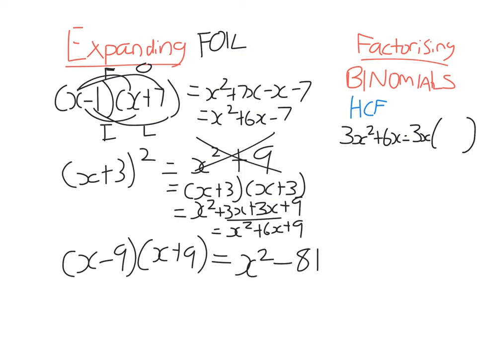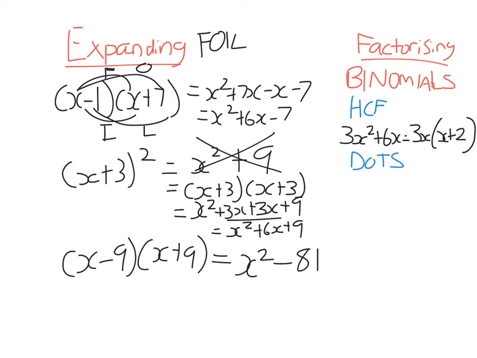So 3x squared divided by 3x just leaves x. So then we do the same for the next term. We take 6x and divide by 3x. Or in other words, what do I times by 3x to get 6x? And the answer is positive 2. So if I were to expand this, I would get that.